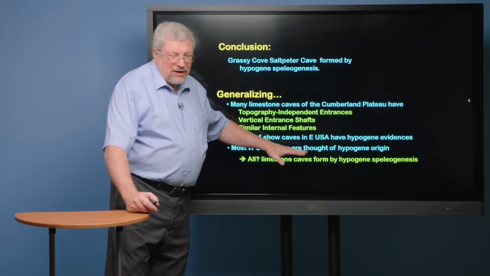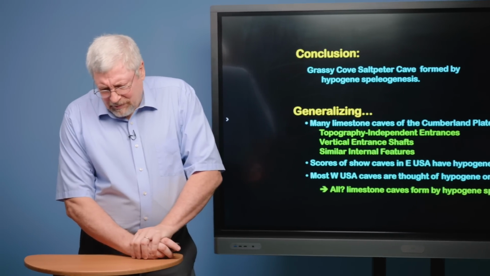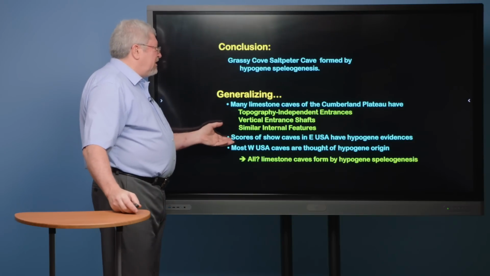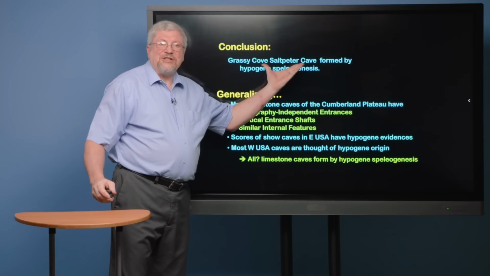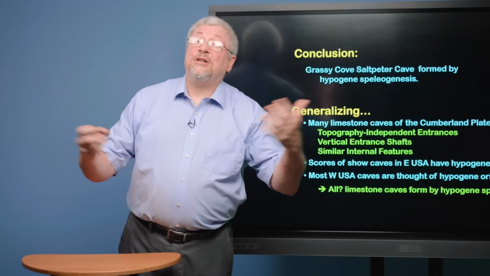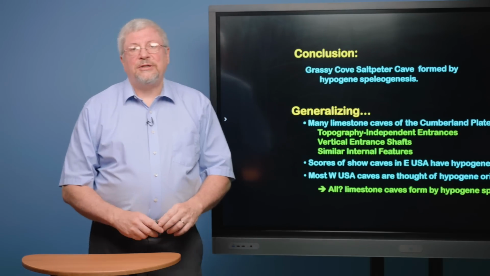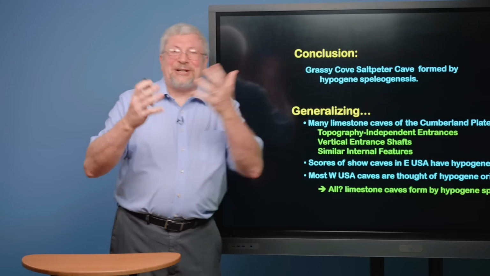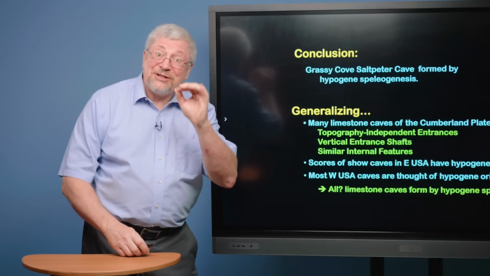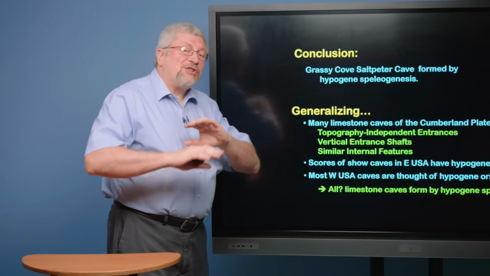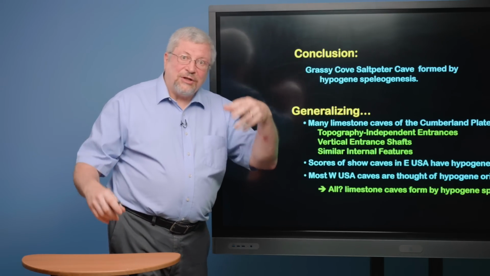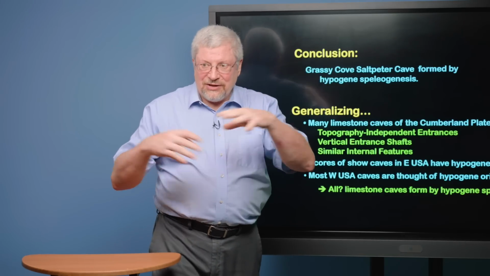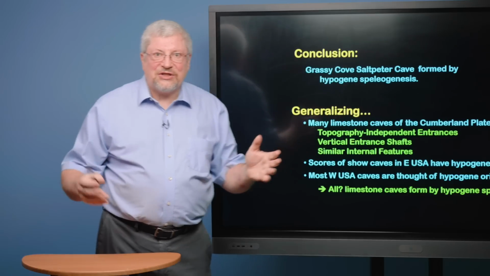Furthermore, a friend of mine asked how he could help us out here, and I said, well, one thing that would be good is to see if the features that I see in Grassy Cove Saltpeter are true of all of the caves in the Cumberland Plateau. Well, there are thousands of caves in the Cumberland Plateau. No, we're not going to be able to do a complete survey. But I thought, here's a way to do it. If we just look at all the show caves, all the commercial caves, just visit every single commercial cave that's available in the eastern United States.